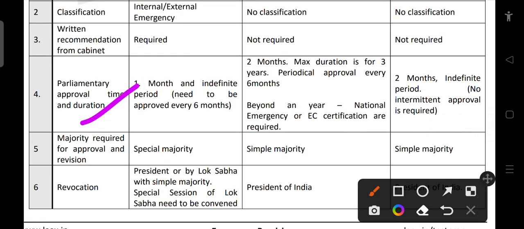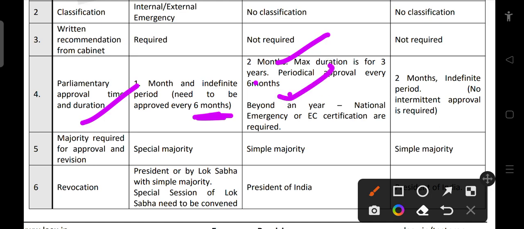So 1 month is the approval time, and the period is indefinite. It can be held for an indefinite period, but we need to renew or reapprove it every 6 months. Then here, 2 months prior notice, like approval within 2 months, and the maximum duration is 3 years. Periodical approval of 6 months is also needed here.